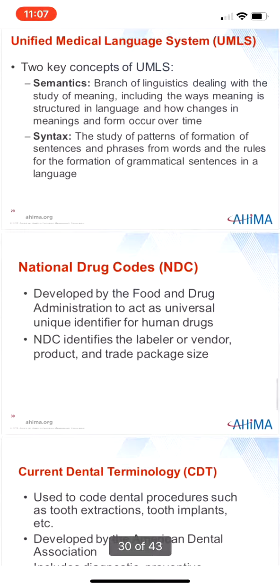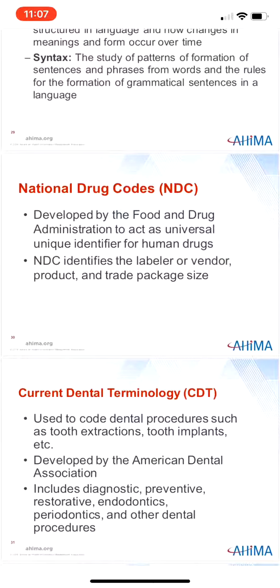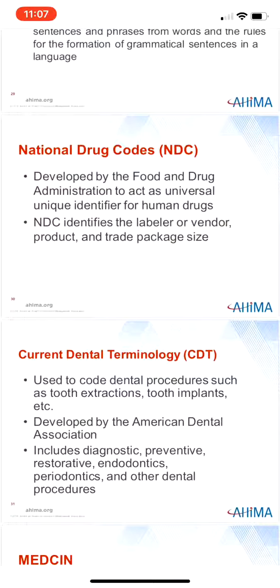All right, dropping down to National Drug Codes. This one will be a new one for you. National drug codes were developed by the FDA to act as a universal unique identifier for human drugs. The NDC identifies the labeler or vendor, product, and trade package size. And you can see a table in 12.1 examples of national drug codes. So you have your drug and then you have your NDC over to the right.